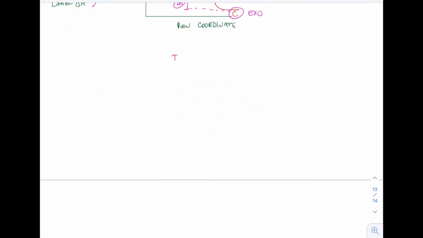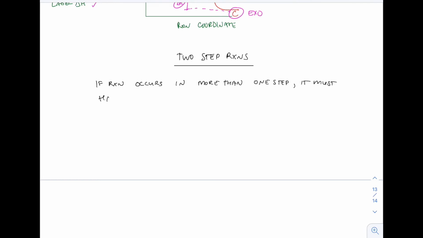So let's take a look at another type of reaction diagram, and that's a two-step reaction. Okay, so basically, if a reaction occurs in more than one step, then that means that there needs to exist a species that is neither the reactants nor the products. Okay, so it must involve a species that is neither the reactants nor the products. Boom. All right, cool.